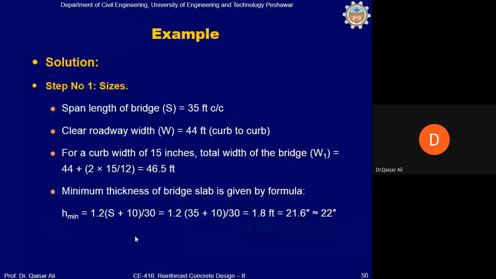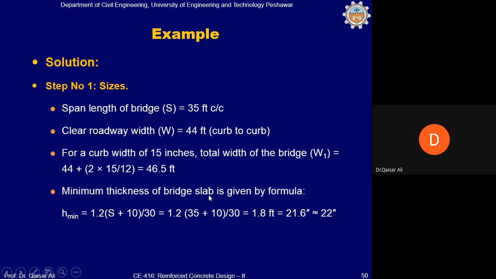Okay, we will start now designing this slab bridge. The span length of the bridge is given as 35 feet center to center. The clear roadway width is 44 feet curb to curb, as shown in the figure. Now for a curb width of 15 inches, total width of the bridge is 44 plus 2 into 15 divided by 12, which is 46.5, although it is given in the figure.